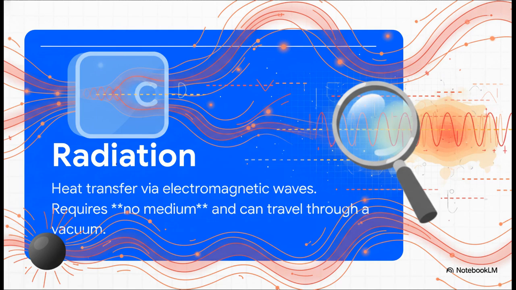And what's wild is that any object with a temperature above absolute zero, from a massive star to your own body, is constantly radiating this energy. And the amount of energy it radiates goes up exponentially with temperature. So a red-hot piece of metal isn't just a little warmer. It is radiating a ton more energy.